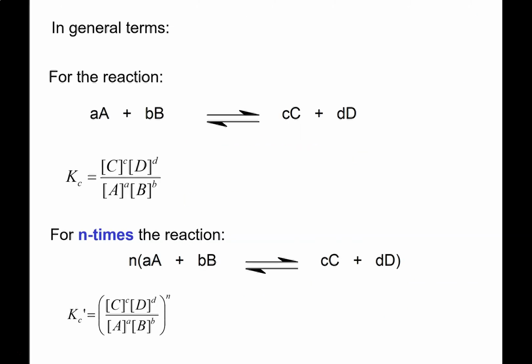So in general terms, if we have a generic reaction, a moles of A reacts with b moles of B to give c moles of C and d moles of D, we could write the concentration equilibrium constant, where it's just products over reactants. Then if I multiply everything in that reaction by some factor n, the value of my equilibrium constant will just be raised to the power of n.